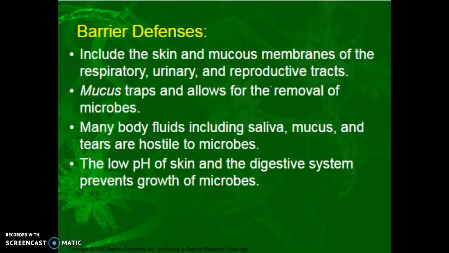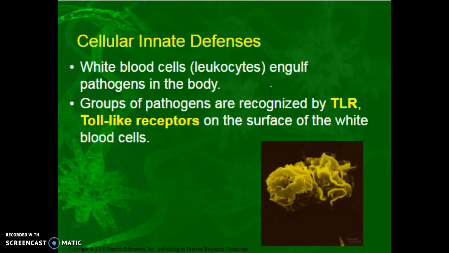So barrier defenses are things that provide barriers. Mucus is going to trap and allow for the removal of microbes. Think about snot in your nose. It's there to catch things so that they don't enter your lungs. The same is true of saliva to a certain extent, and tears. Many of those also are hostile to microbes, whether you're talking about pH, other types of molecules that we have in there, or excess white blood cells. Those fluids themselves are hostile to microbes. So again, those are barrier innate defenses, things that are broad spectrum.